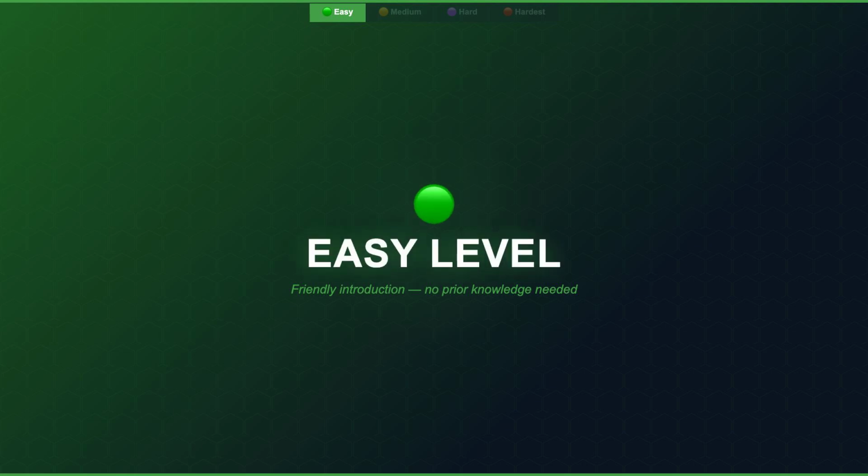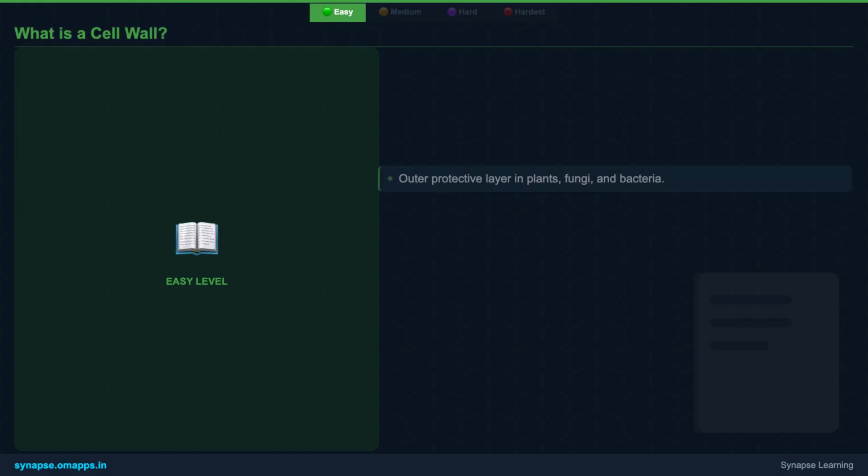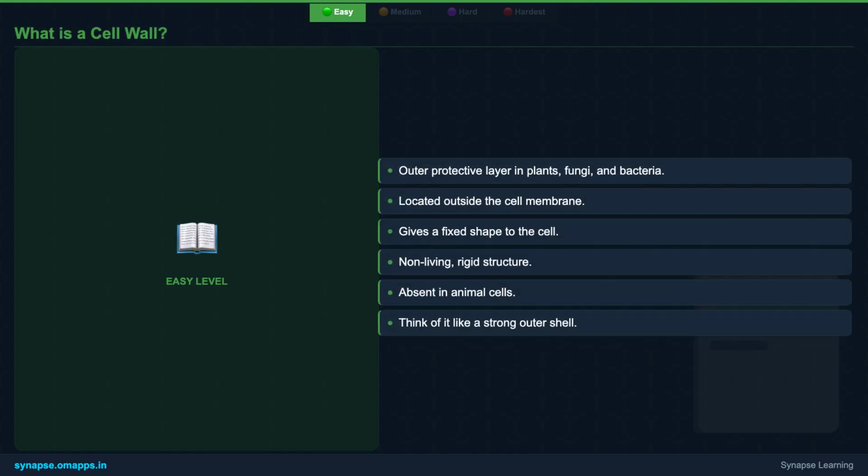Let's start simple. Imagine a protective shield around a cell. That's essentially what the cell wall is, but with some very special jobs. So, what exactly is a cell wall? It's the outermost, rigid layer found in plant cells, fungi, and bacteria. It sits just outside the cell membrane.